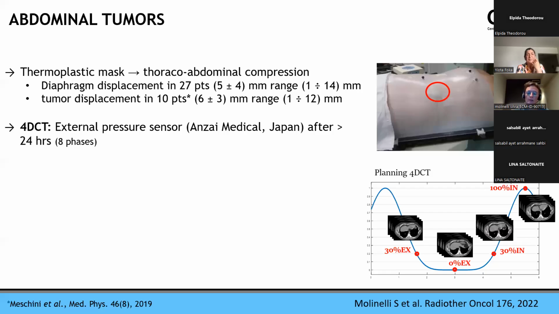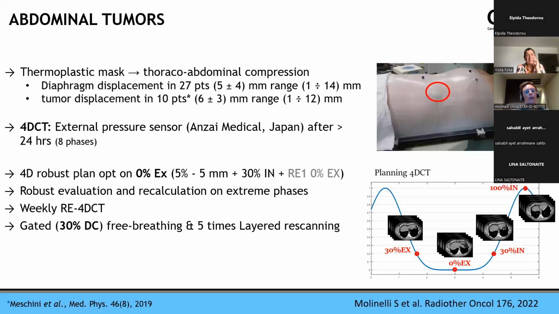So we always found a systematic shift in the imaging. So now we're just acquiring the CT scan after at least 1 day, 1 or 2 days, and this definitely improved our reproducibility. Then we do a 4D robust optimization with RayStation on the maximum exhale.